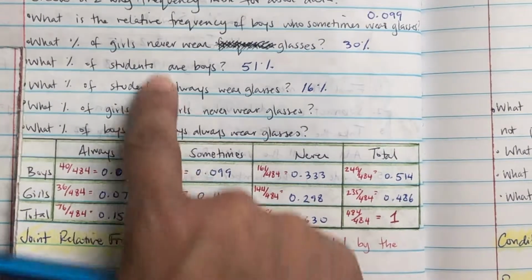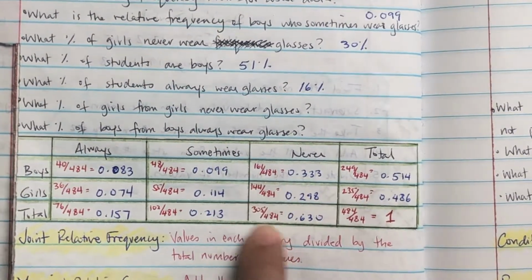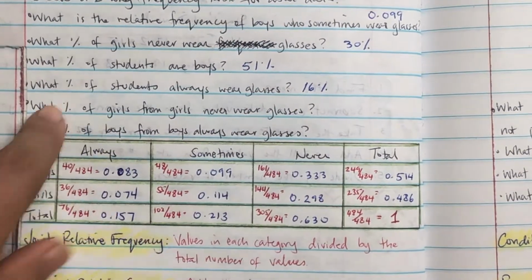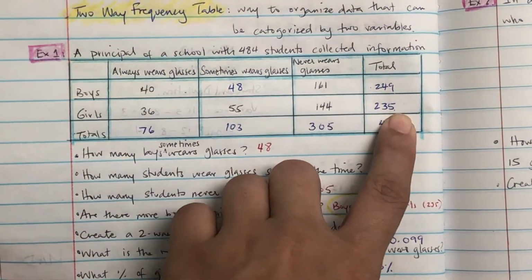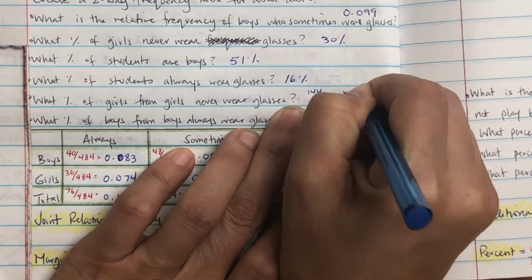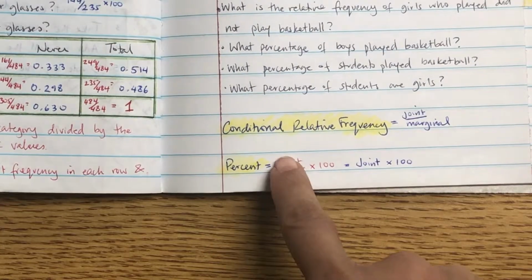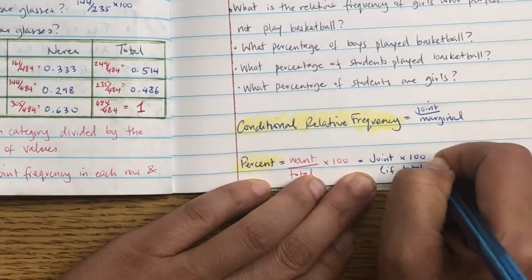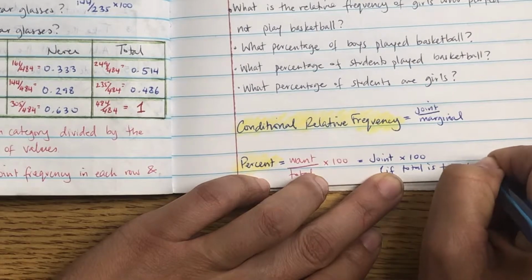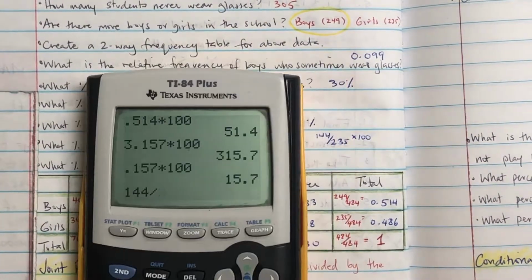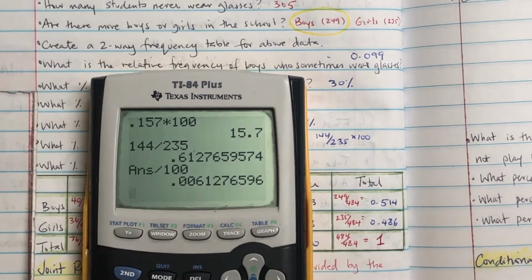What percentage of girls never wear glasses? Okay, so this is from girls, but this one has a total from all students. So now I need to do a different calculation. What do I want? Girls that never wear glasses. So I go girls never is 144 out of the total girls, which is 235, times 100 to make it a percent. Punch that in the calculator. Okay, so again, I'm just going to add here at the bottom: if the total is a total, in other words, joint times 100 is if you're looking at the total, whereas the question we're looking at right now is a partial total, if that makes sense.